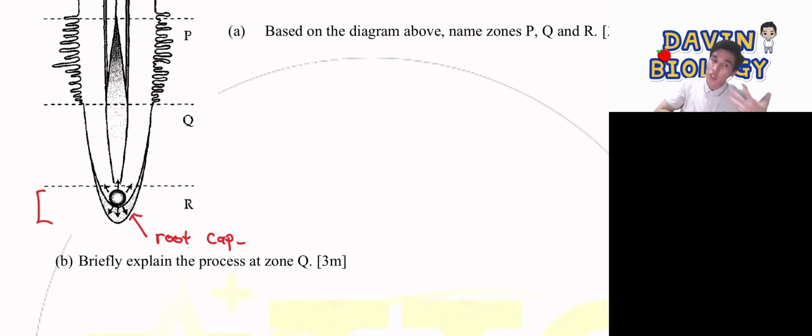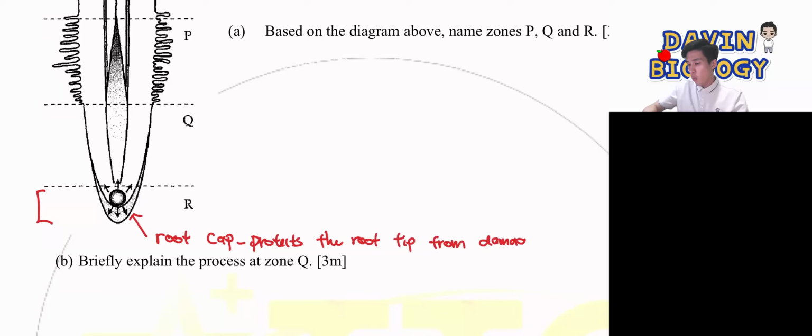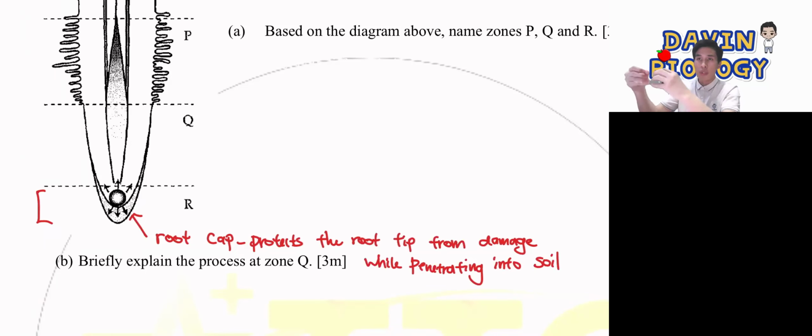Yes, Susie, exactly. Root cap. So what does the root cap do? I already said protect. So basically, it protects the root tip from damage while penetrating into the soil. Because sometimes the soil will have hard stones. Sometimes the soil will be dry, very hard, very compact. And when you penetrate it, sometimes the root tip will be damaged. So this thing is there to obviously protect it.